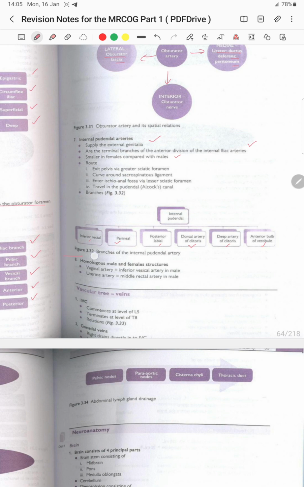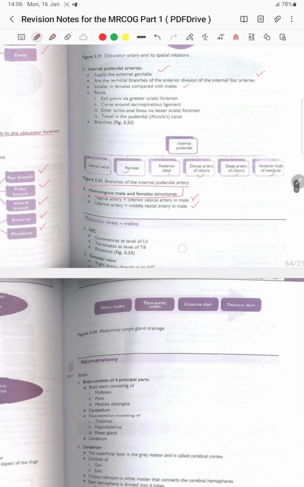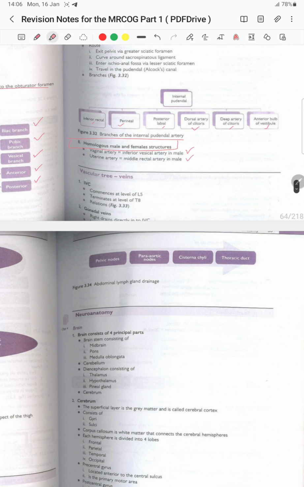Now move towards the homologous male and female structures. The vaginal arteries are in the females, and in the males they are present in the form of the inferior vesical artery. The uterine artery in the female corresponds to the middle rectal artery in the male. Now move towards the vascular tree, which is the veins.